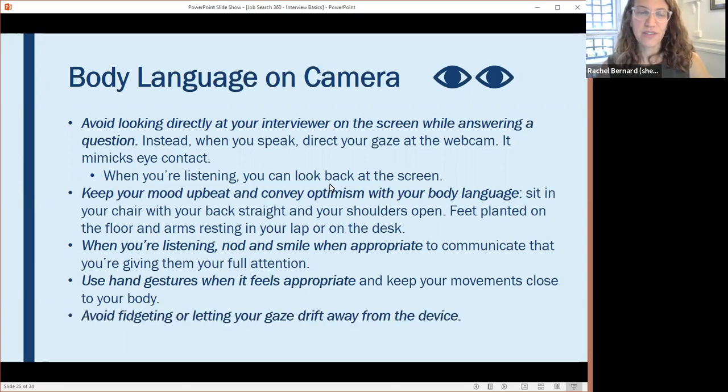And then try to avoid fidgeting or letting your gaze drift far away from the device. And this is another thing that you might want to practice. I see, especially when students get nervous, when anybody gets nervous, sometimes people have a tendency to look around or to look at the ceiling or to look to the side. And just try not to do that. Try to keep your head facing the camera.